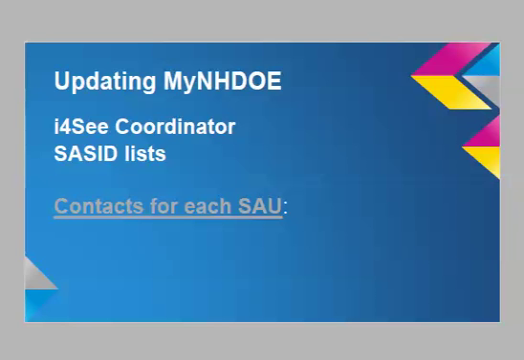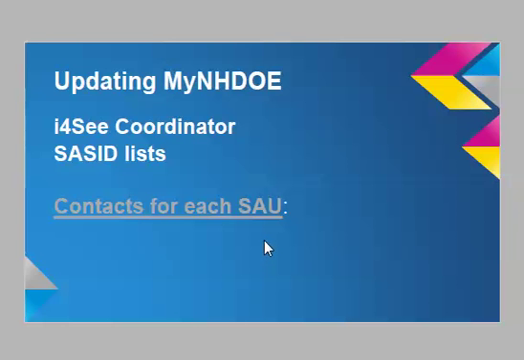Before we begin, you might wonder how the information gets into My New Hampshire DOE in the first place. Well, each school district has an I4C coordinator who keeps student lists with SACID numbers. This coordinator makes sure that the information is updated by adding the information to My New Hampshire DOE. The information then is broken down into the various queries available to you and is updated on a monthly basis.